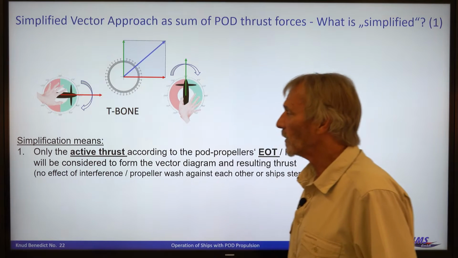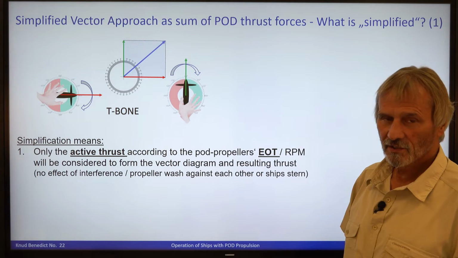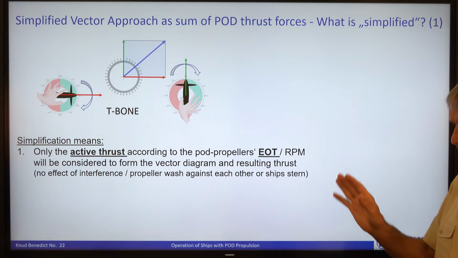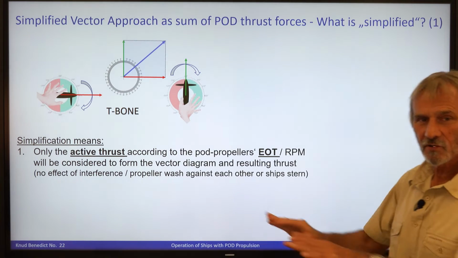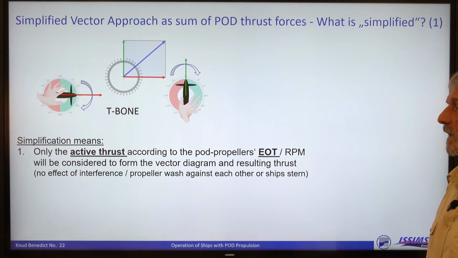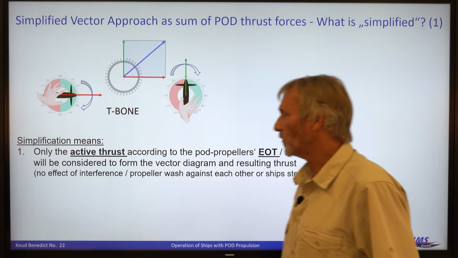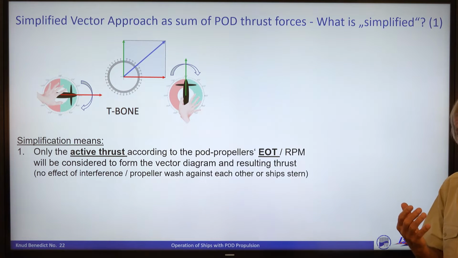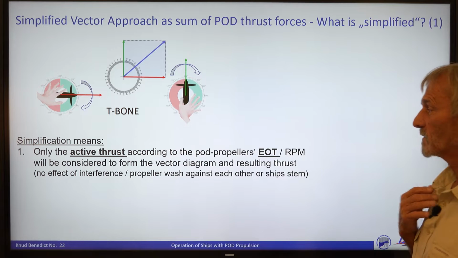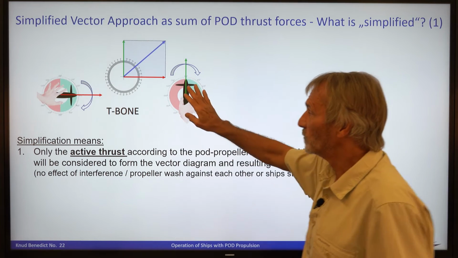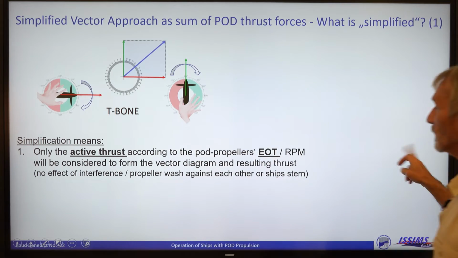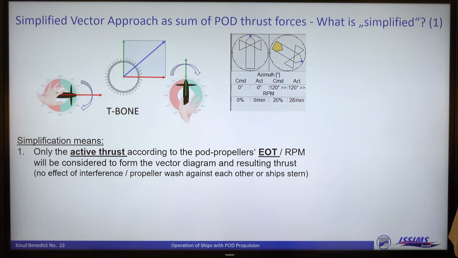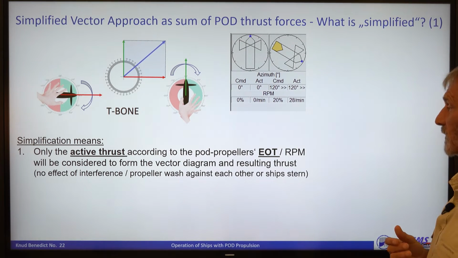Simplification means only the active thrust is taken according to the pod propellers' engine order telegraph settings, because these are numbers which you can use, or even RPMs. And these will be considered to form the vector diagram, as you see here. That means something is not considered. For instance, the interference of two pods: if one pod is blowing into the other, then these effects are not considered in this vector diagram.